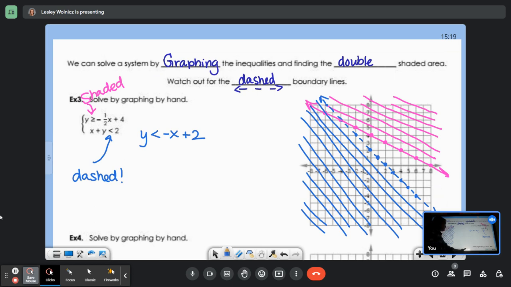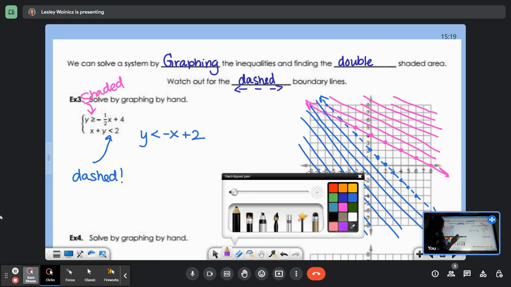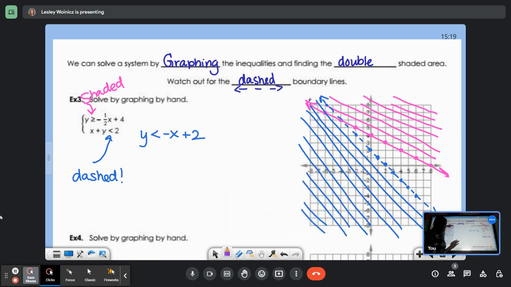Okay? And then the only place I want you to shade nice and dark is where your lines are cross-hatched in this little wedge up here. Everybody see where my little solution wedge is? Okay. Nice and dark.